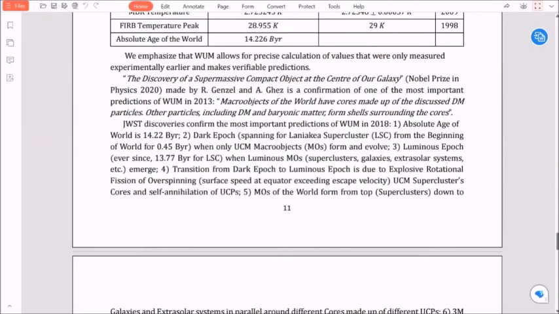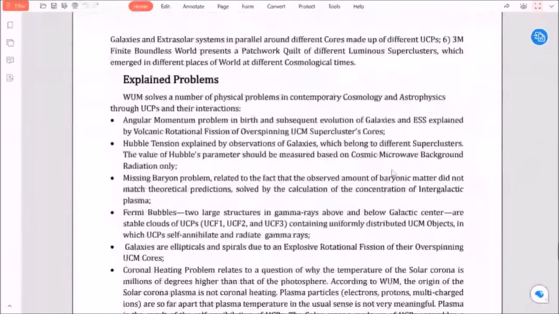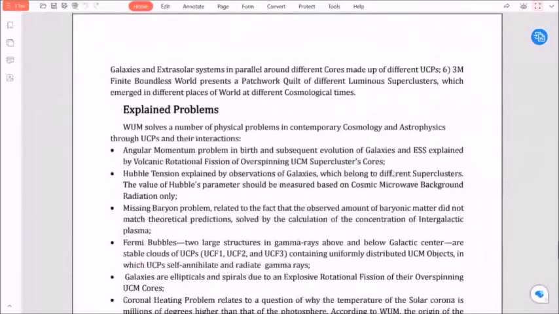Macro objects of the world form from the top superclusters down to galaxies and extrasolar systems in parallel around different cores made up of different UC particles. The 3M finite boundless world presents a patchwork quilt of different luminous superclusters which emerged in different places of the world at different cosmological times.